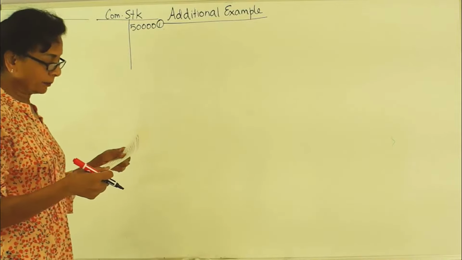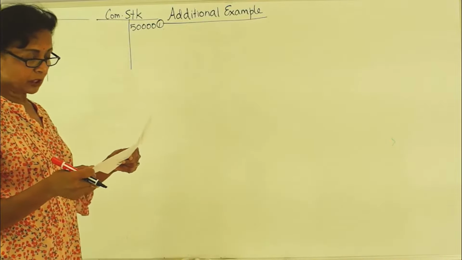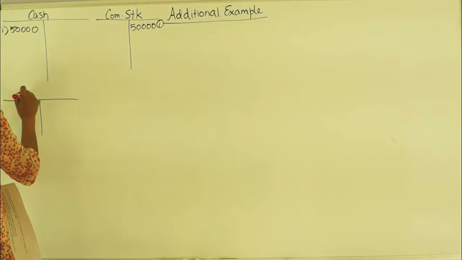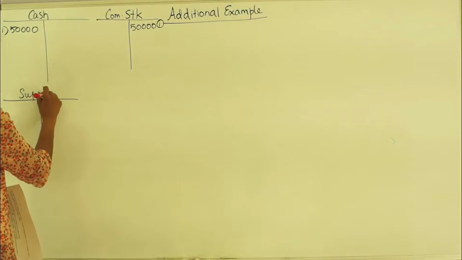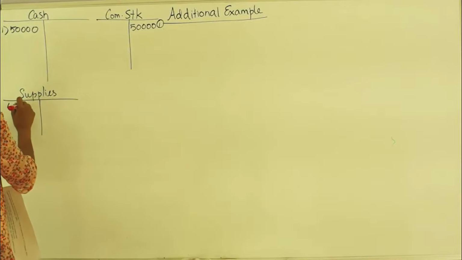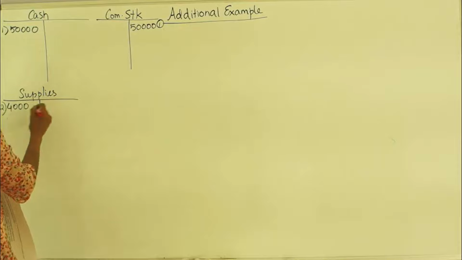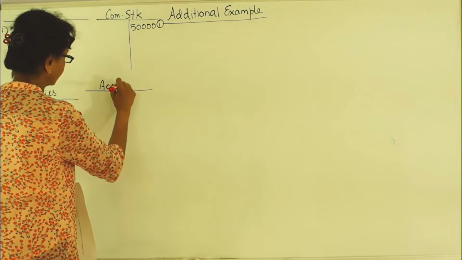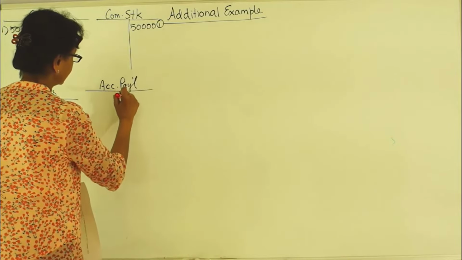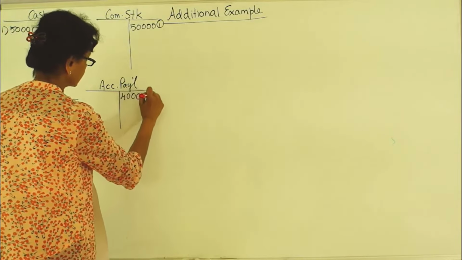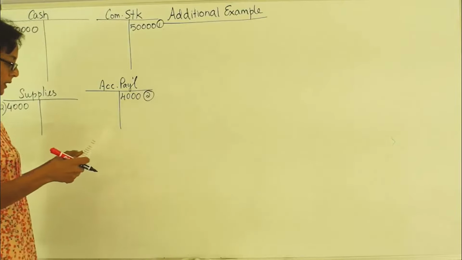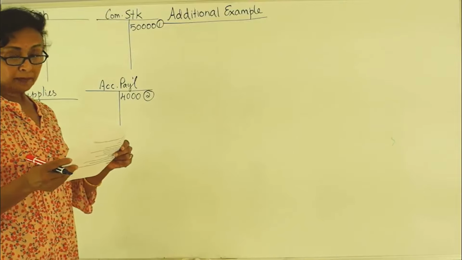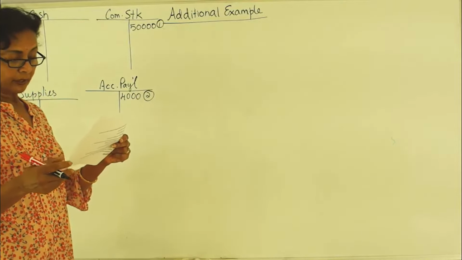Next, the company purchased office supplies for $4,000 on account. So you debit supplies for $4,000 and you credit accounts payable for $4,000. Transaction number 2. Number 3, signed a lease for office space and paid 3 months rent, $6,000 in advance.